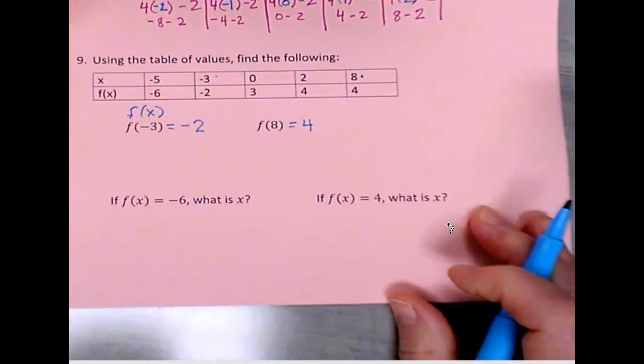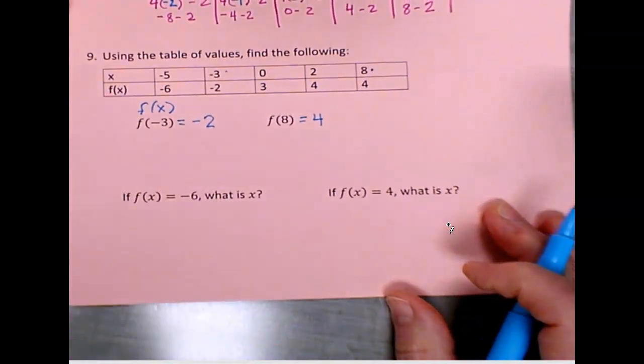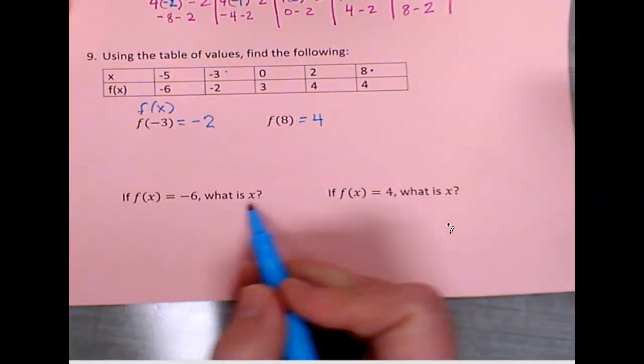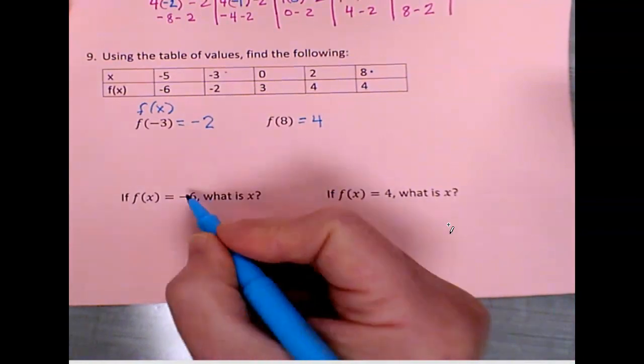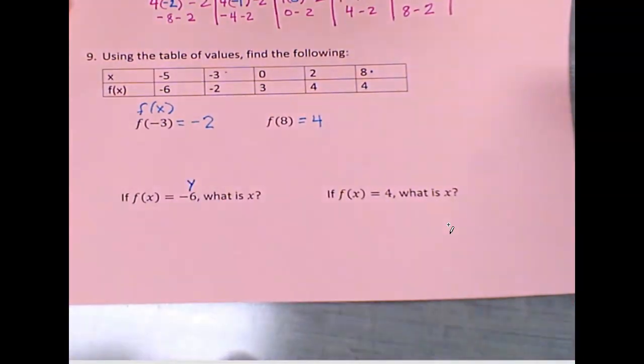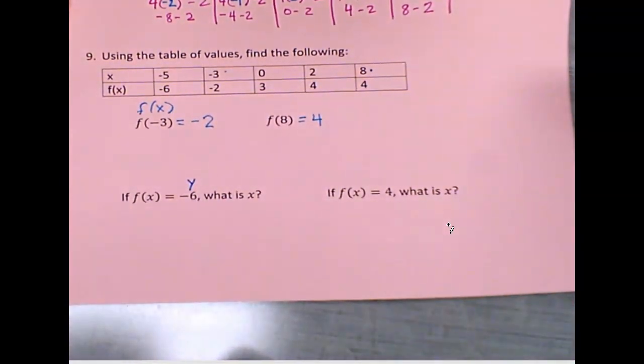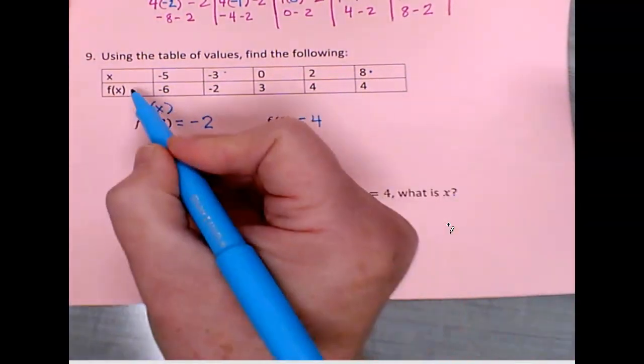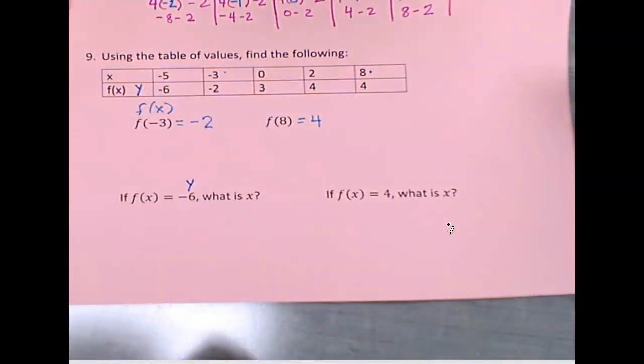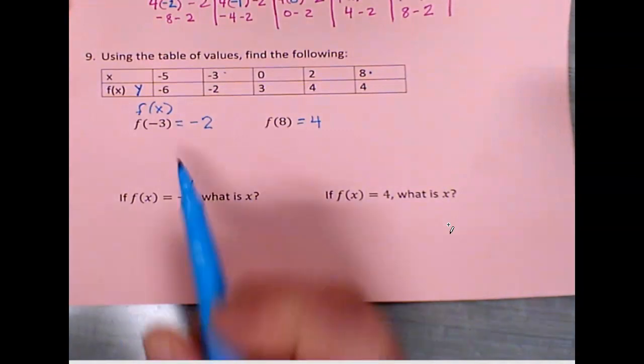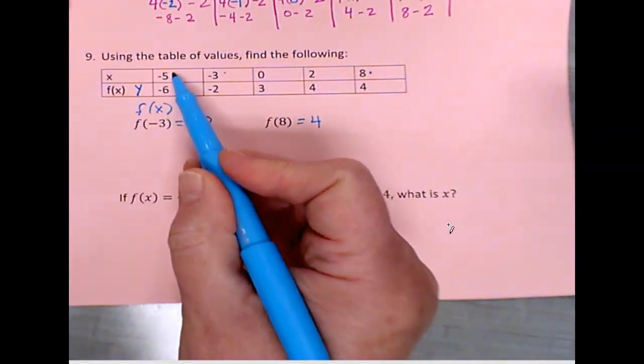The next kind of problem is a little bit trickier. I don't have the x. This number that I'm given is the y number. So I need to look in this column. This is the same as our y column. Here's the -6. What goes with it?